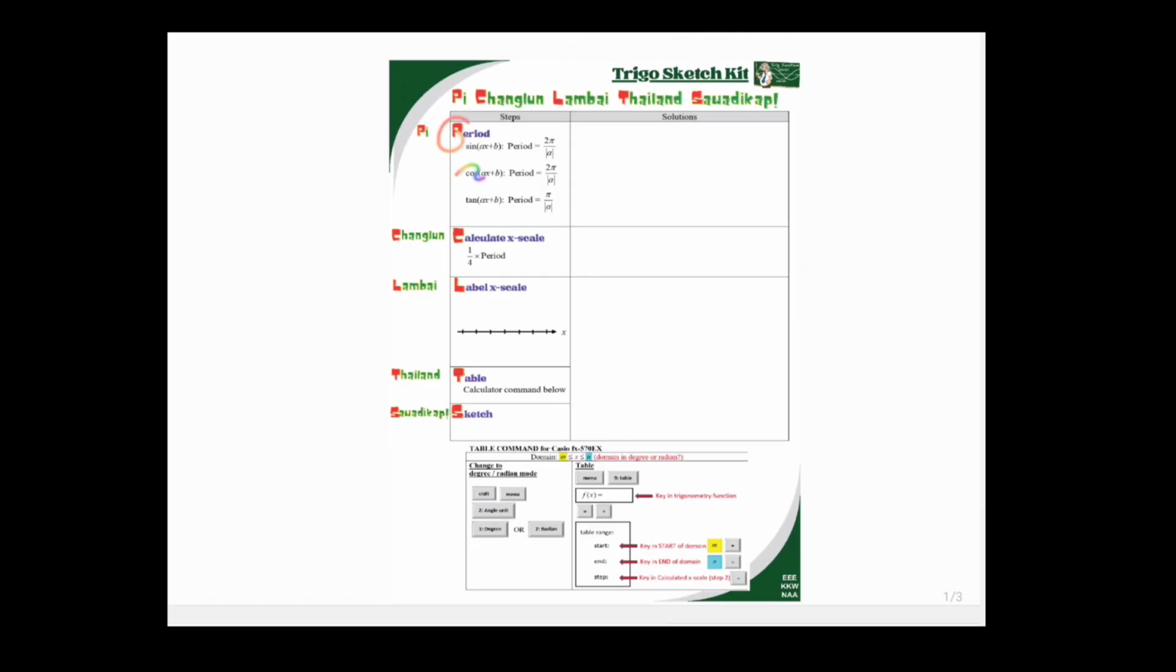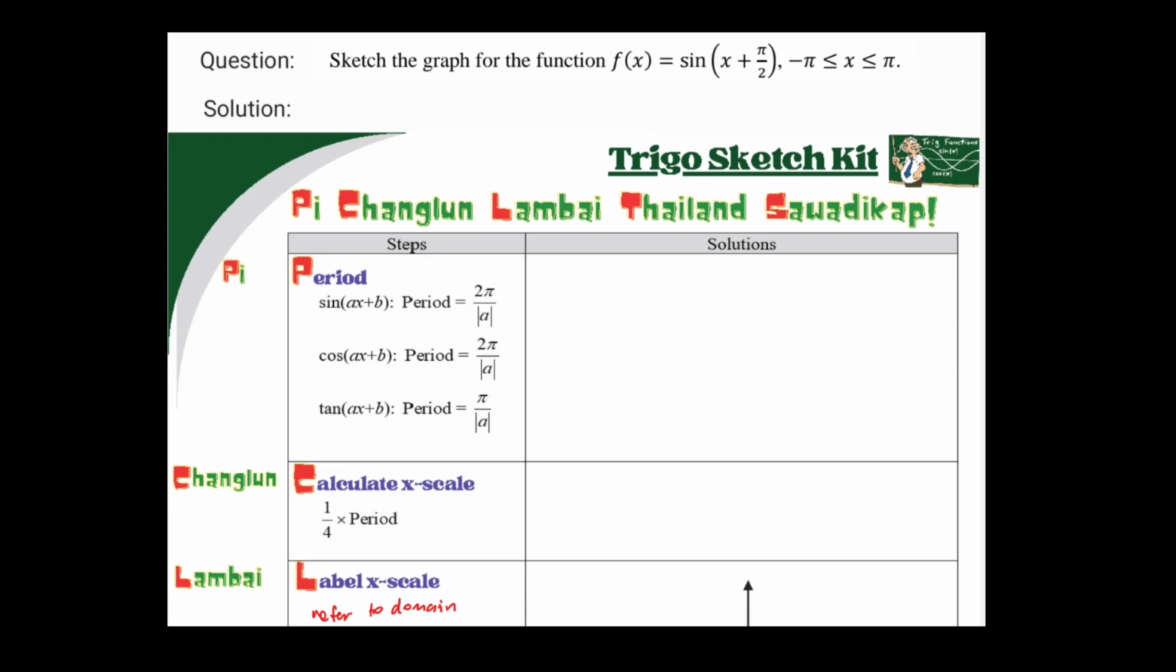It's using the acronym PCLTS, stands for period, calculate X scale, label, table, and sketch. So we use the sentence bichang lun lambai Thailand Sawadee Cup to memorize the steps easier. Let's see how to apply this Trigo Sketch Kit to solve this question.